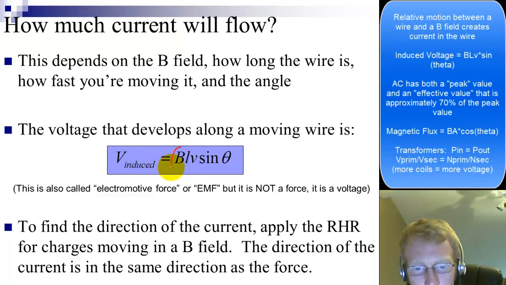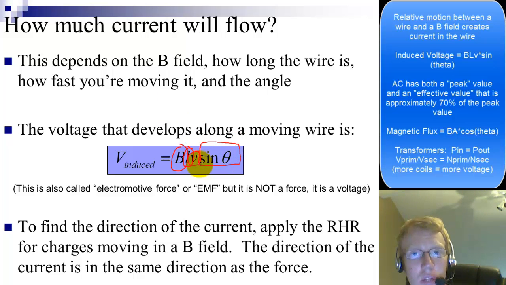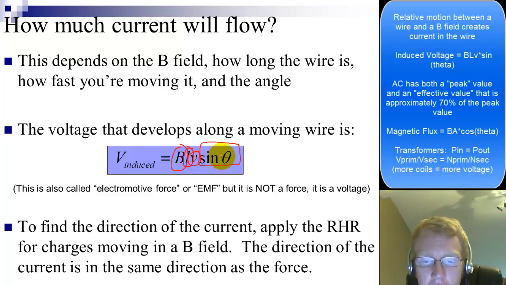So the stronger the magnetic field, the more voltage you'll get. The longer the wire, the more voltage you'll get. The faster you move the wire, the more voltage you'll get. And then sine theta is telling you that it'll maximize when theta is 90 degrees. So you want to move the wire perpendicular to the field. If you move the wire parallel to the field, nothing will happen, just like if you move a charge parallel to the field, there won't be any magnetic forces on it. So sine theta is the angle between the motion of the wire and the magnetic field.